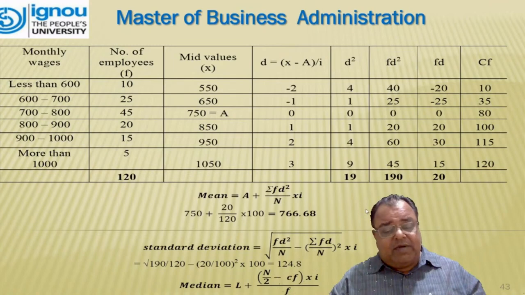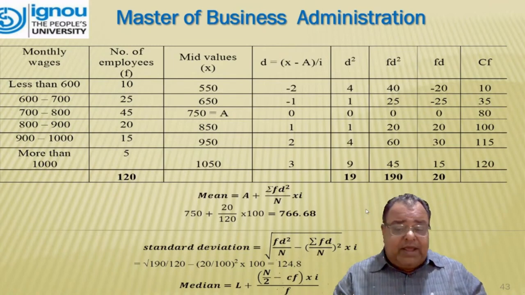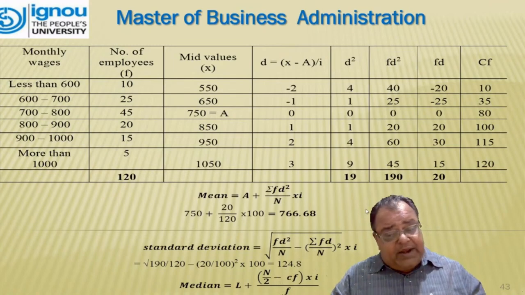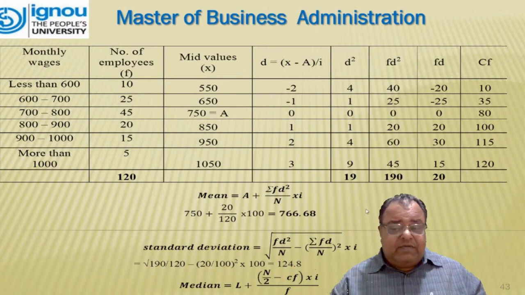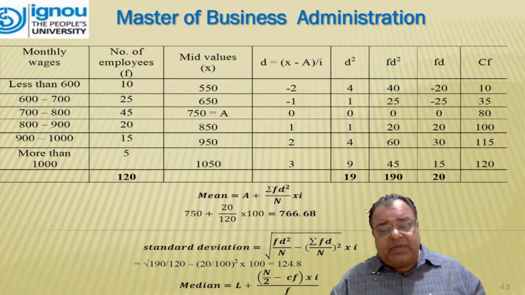First of all, we have to calculate the mean. Mean is equal to A plus summation FD upon N into I. Picking up the values from the table we have calculated: 750 plus 20 by 120 into 100, which comes out to be 766.68. Then we have to calculate standard deviation.